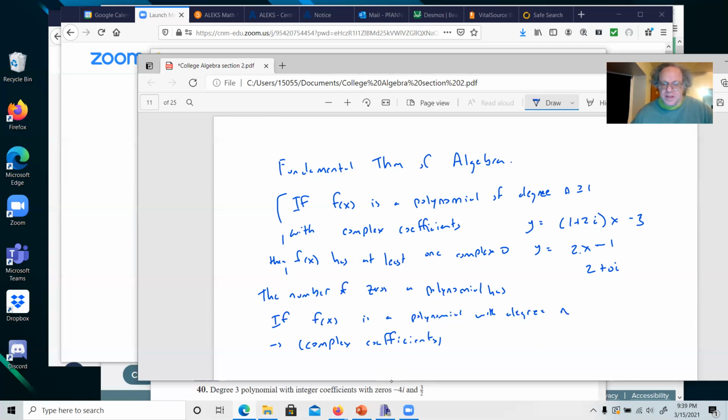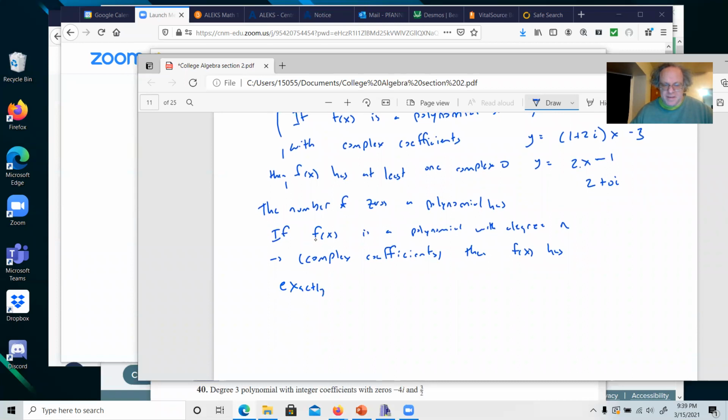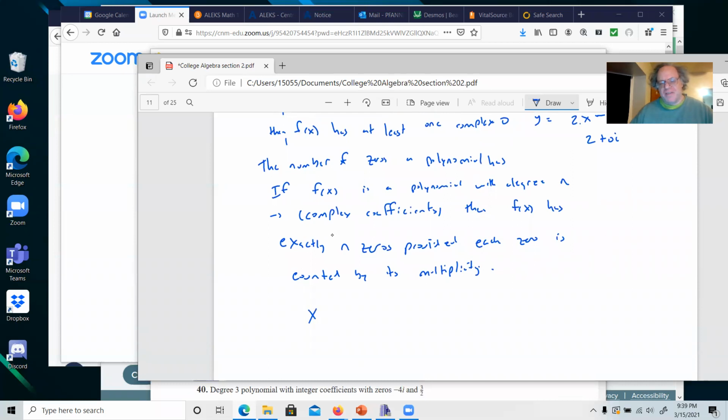Then f of x, with n degree, has exactly n zeros if we count each of the multiplicities, provided that each zero is counted by its multiplicity. What's that mean? Well, it means that if you have an ax to the third plus some stuff, so maybe there's an x squared, maybe there's an x, maybe there's a constant, then we have 3 zeros. We might count some of them more than once, but we will have 3 zeros.